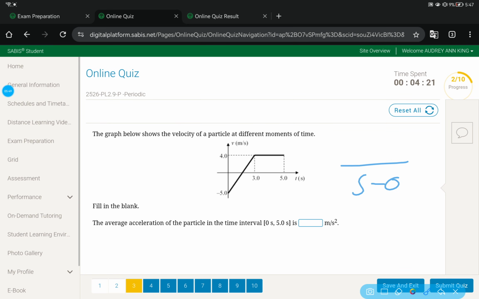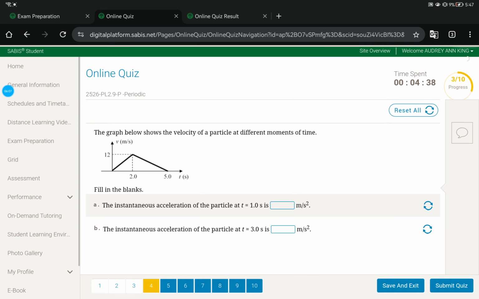So 5 minus 0 over, following the graph, you get 4 and you get negative 5. So negative 5 minus 4, so you get 9 over 5, which is 1.8.